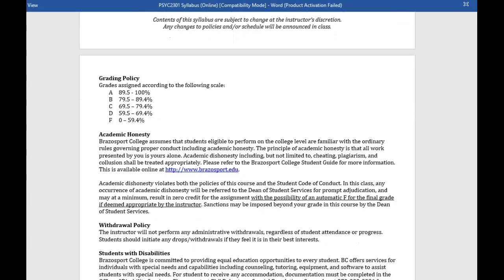So all of these course components will total up, and the grades will be assigned to the following scale. 89.5 and higher will get a student an A, 79.5 gets a student a B, and so on and so forth.